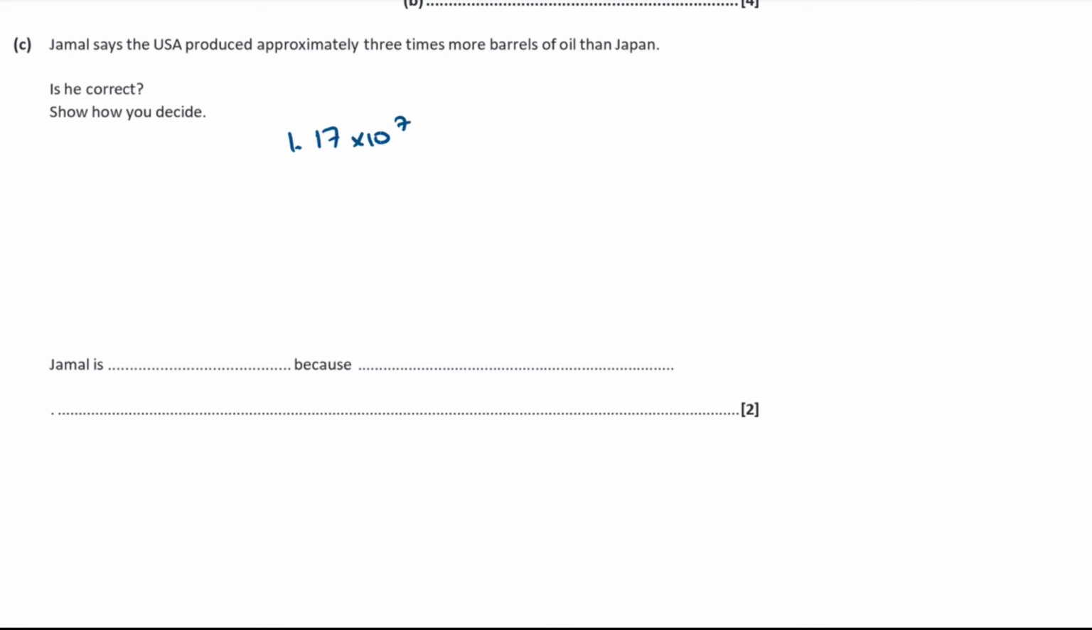Now 10 to the 6 is millions, and 10 to the 7 is tens of millions. So that's going to be like 11,700,000 barrels. Whereas Japan, 3.92 times 10 to the 3, that's only a fraction, isn't it? 10 to the 3 is thousands, so it's going to be 3920. It's nowhere near.